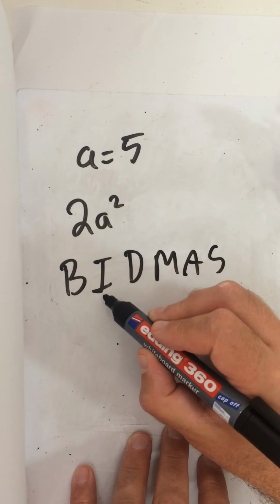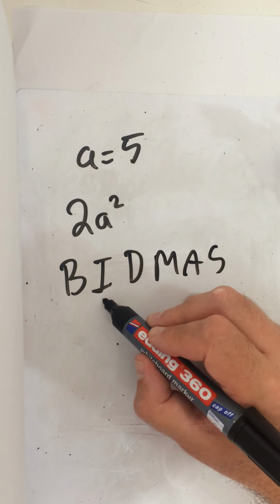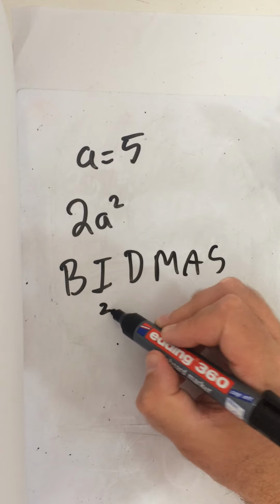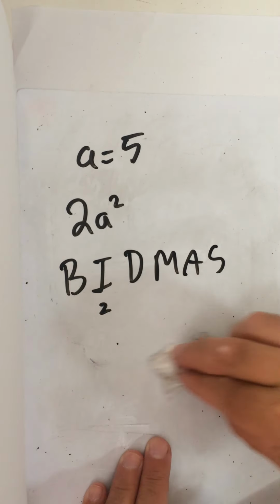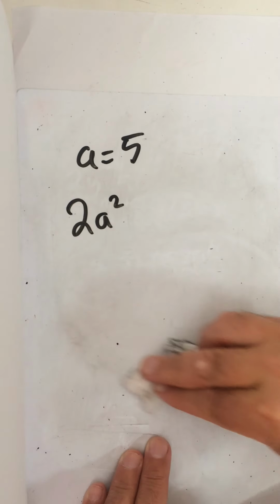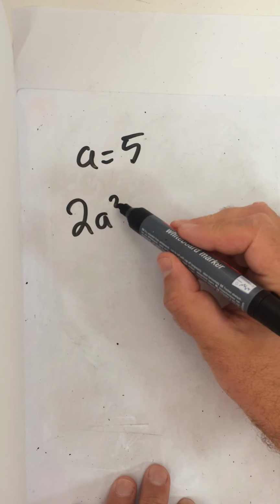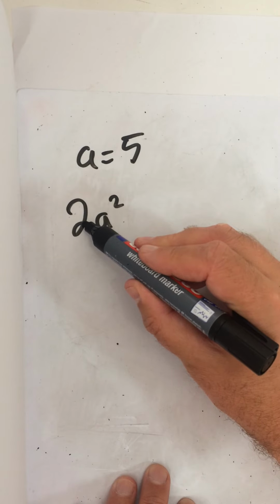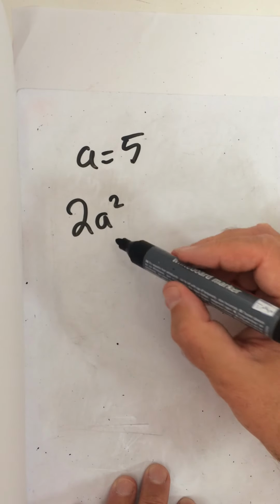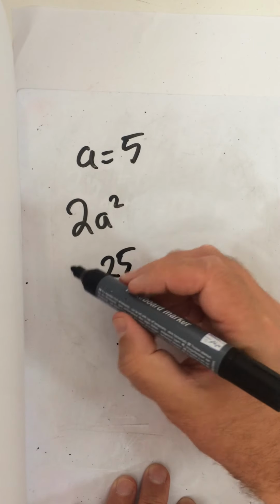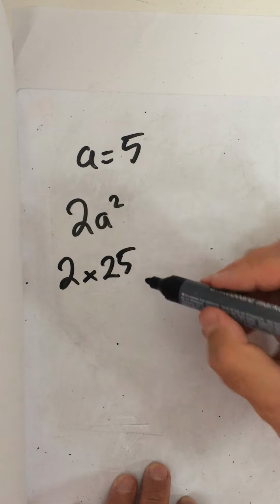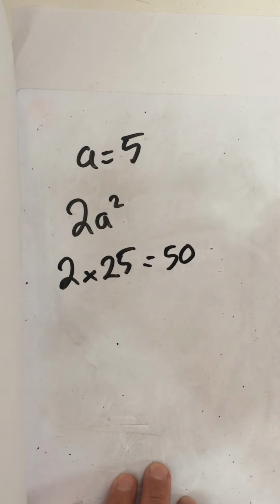Remember what that I stands for: indices. Indices, which is things like squared numbers and square roots, okay? But we won't worry too much about square roots for now. So square numbers, okay? So BIDMAS tells us I have to do the squared first. So I have to do a squared before I multiply by 2. So a squared is 5 times 5, so that would be 25. So it becomes 2 times 25. So the answer is actually 50.